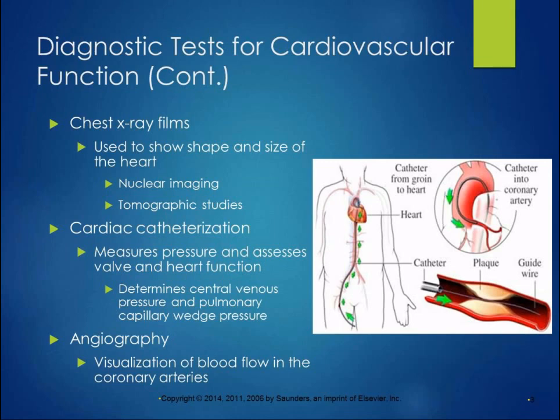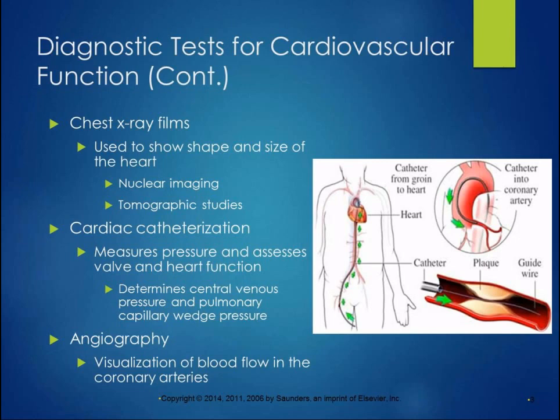Nuclear imaging can be used to track circulation through the heart, and tomographic studies let them see the different sections of the heart. With cardiac catheterization, they can measure the pressure within the heart and the arteries and assess valve and heart function. When they insert the catheter into the iliac artery, they can go all the way up to the heart with it, and they can put a little camera in there and see what's going on too. They can also break plaques, open up some arteries, and put stents in when they do cardiac catheterization.